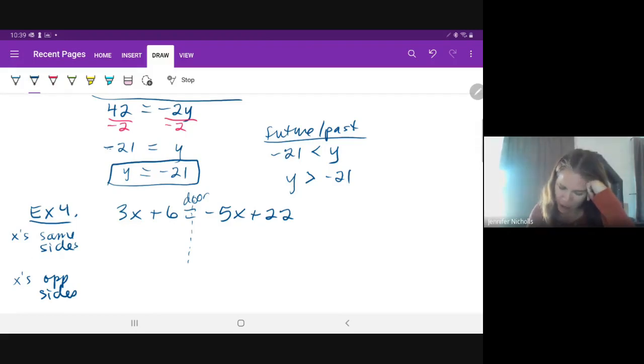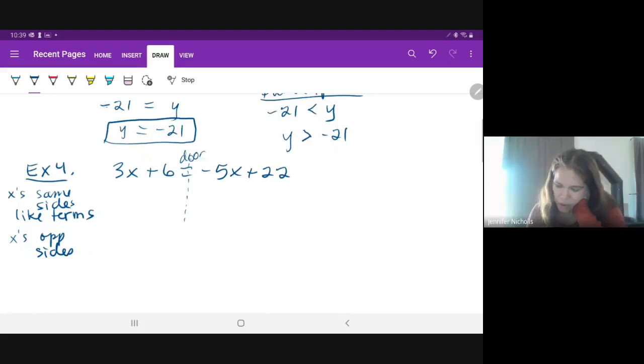So let me write. If they're on the same side, you do like terms. And this, you do have to write the stuff I write down in your notes on the left side, but you don't have to write it in the homework. So same side, you do like terms, but if they're opposite sides, you add the opposite to move.